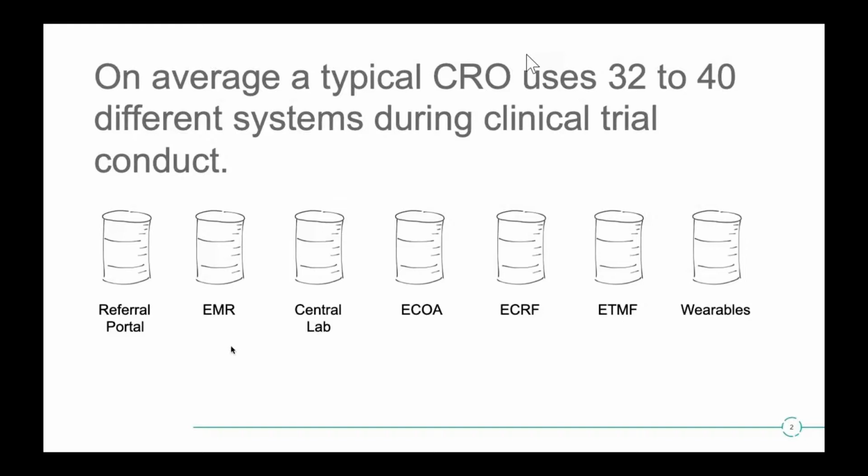I think the statistic is that on average, a typical CRO uses 32 to 40 different systems during clinical trial conduct. That is an insane number of systems, many of which do not play well together, and it puts incredible burden on the clinicians who are trying to operate a clinical trial, as well as really starts to cause problems with the way that we understand, trust, and can analyze that data during the trial and moving forward.